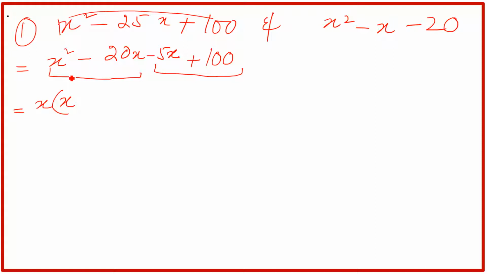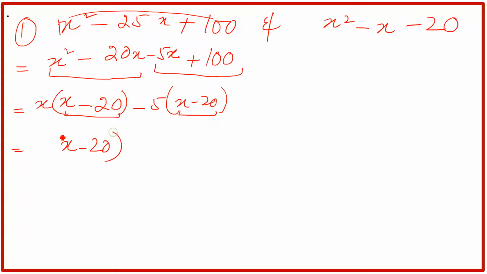So here we have to take x common, remaining is x minus 20 in parenthesis. Here we will take minus 5 common, x minus 20. So I told you in both parentheses we should have exactly same. So it is x minus 20, x minus 20. We will take that as a common. What is remaining? X is here, multiply by minus 5. So x minus 20 into x minus 5 is the factorization of the first expression.